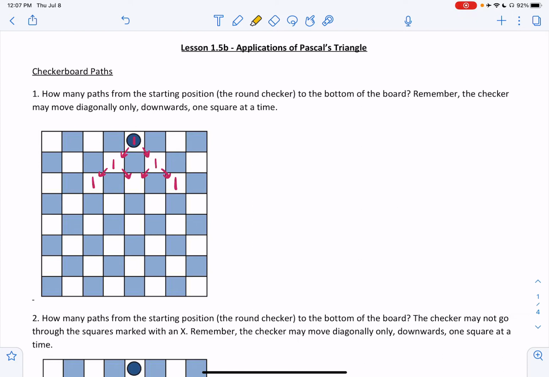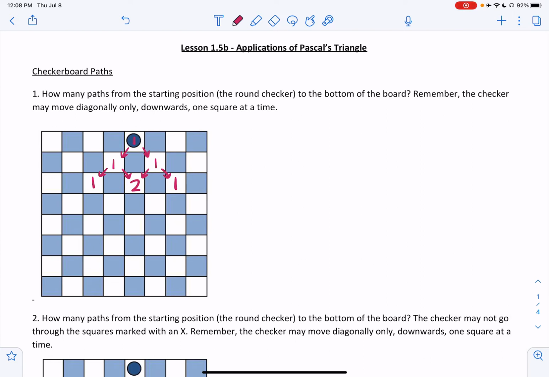However, with this one in the middle, I could go that way, one option, or I could go that way, a second option. So there's two. This is where we really start to see Pascal's triangle form. You notice that I am just adding the two numbers above that are touching the box below.